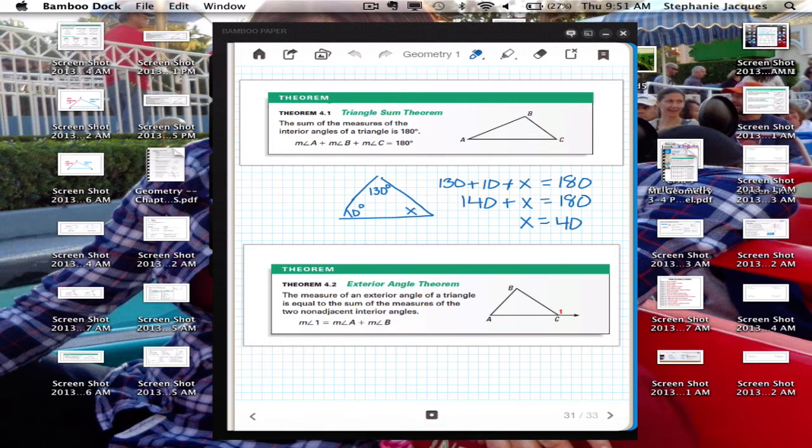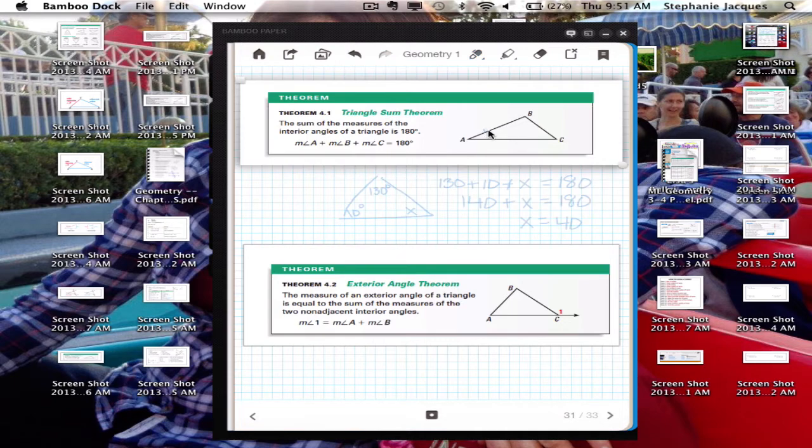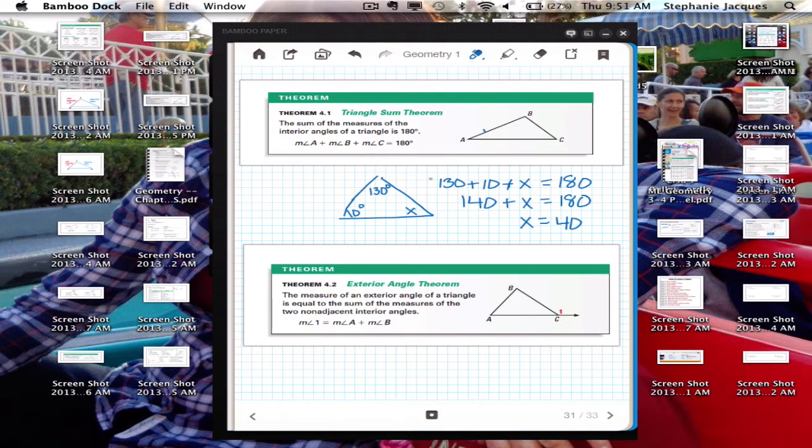Now let's look at some theorems. We have the triangle sum theorem, and basically you're just adding up all the angles in the triangle. So you have this, this, and this, and it should equal 180 degrees in a triangle. So the sum of the measures of angle A, B, and C equal 180. If you get posed a problem where you need to find a missing angle or a missing variable, you add up all your angles inside and set them equal to 180 and solve.